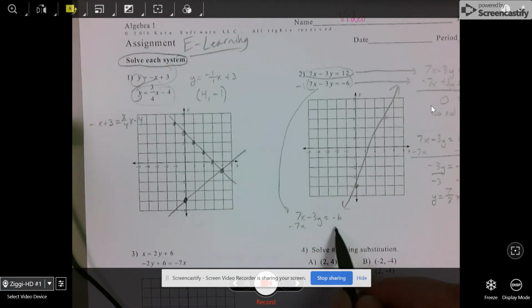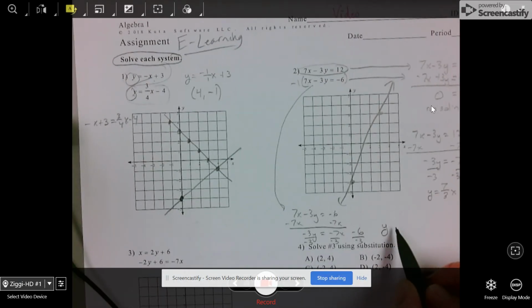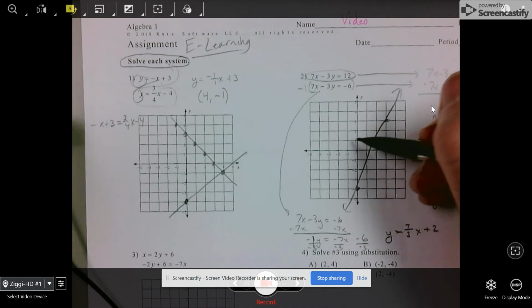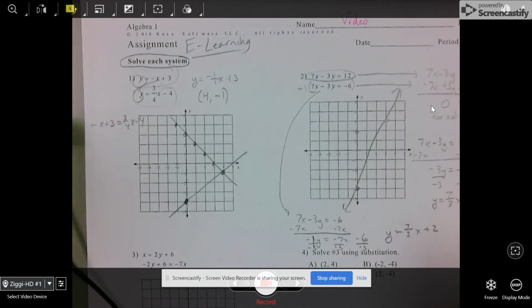Divide everything by -3. And you realize you get the same slope, different y-intercept. Same slope means the lines are parallel. So I can't go up 7, so I'm going to go down 7. 1, 2, 3, 4, 5, 6, 7, 1, 2, 3. So my two lines are parallel, no solution.